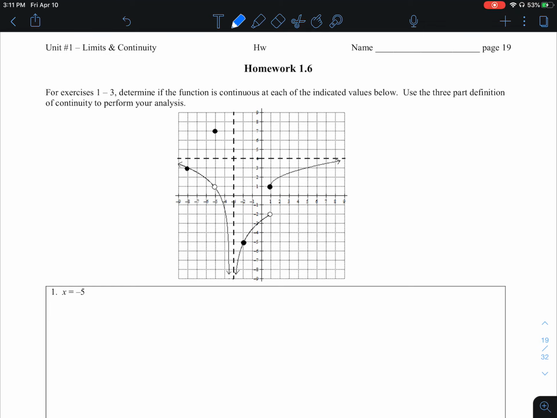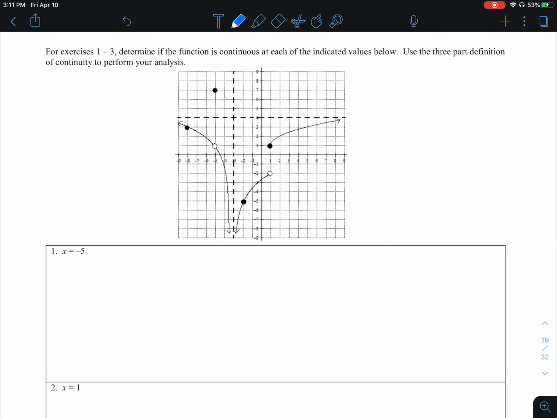AP Calculus AB, looking at homework 1.6, focusing on the three-part definition of continuity. For exercises 1 through 3, determine if the function is continuous at each of the indicated values. Use the three-part definition to perform your analysis. Number 1, x equals -5.